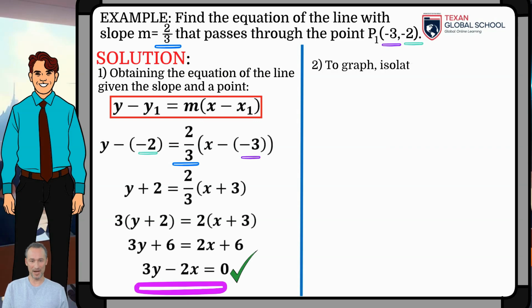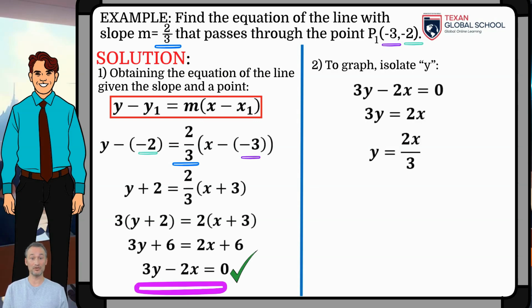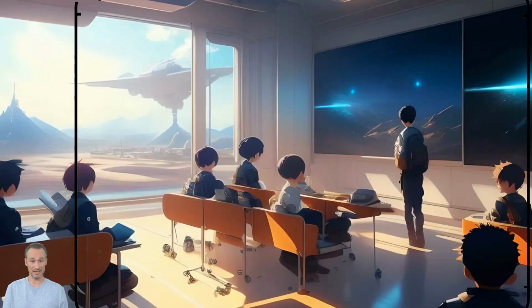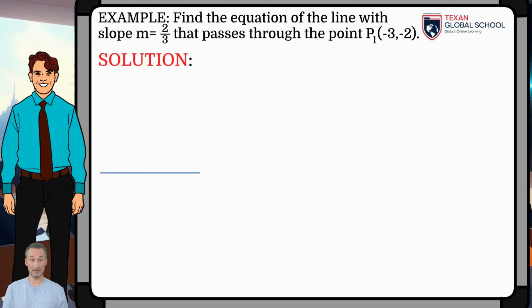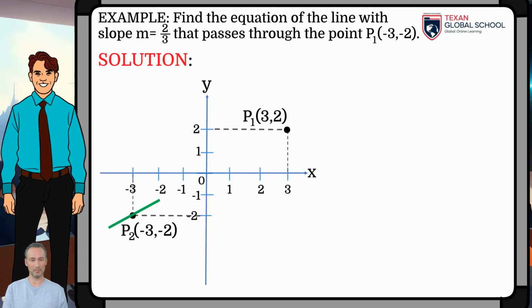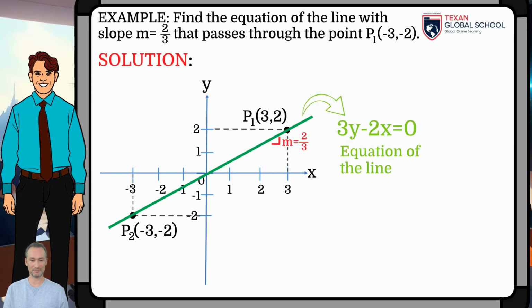Now graph to verify that the point belongs to the line. Let's remember that to graph an equation, first isolate one of the variables. It is recommended to isolate y. We then obtain y equal to 2/3 of x. Tabulating, we find that if x is equal to -3, y is equal to -2. This is the given point. And if x is equal to 3, y is equal to 2. Two points are enough to plot a line. So we can see the behavior of this line whose equation is 3y minus 2x equal to 0.